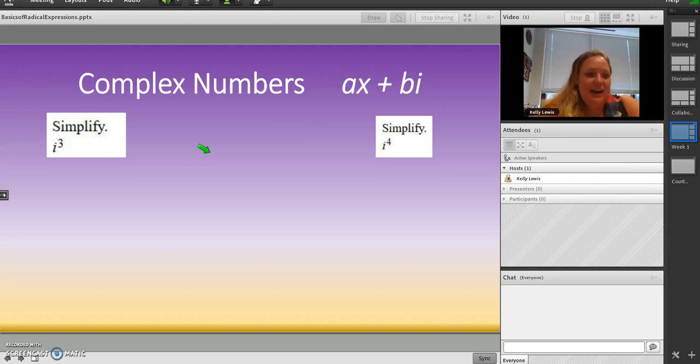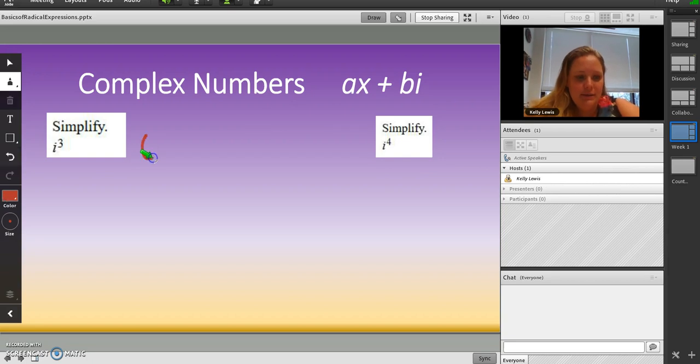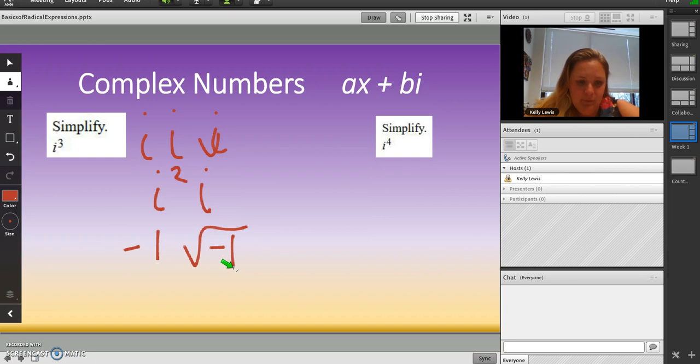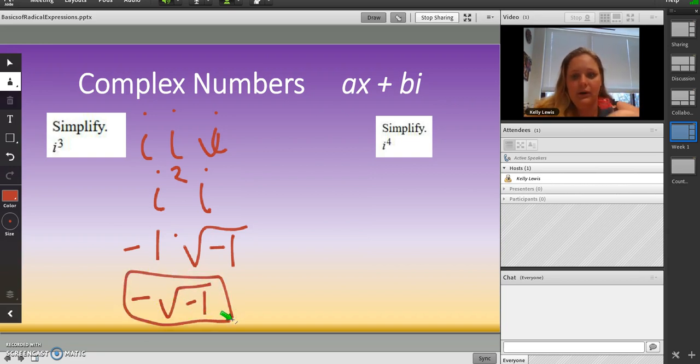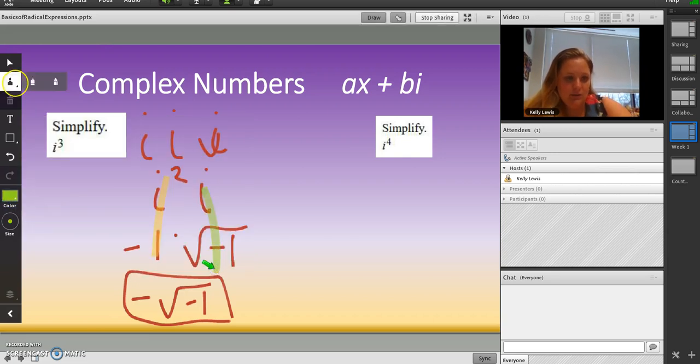All right, so i cubed, here we go. Let's look at i cubed. i cubed is the same as i times i times i, or i squared times i. We learned that i squared is the same as -1, and we learned that i is the same as the square root of -1. So if we combine these two things, -1 times the square root of -1, we get negative square root of -1. We're just going to use a little logic, doing what we know i squared equals and what we know i equals.